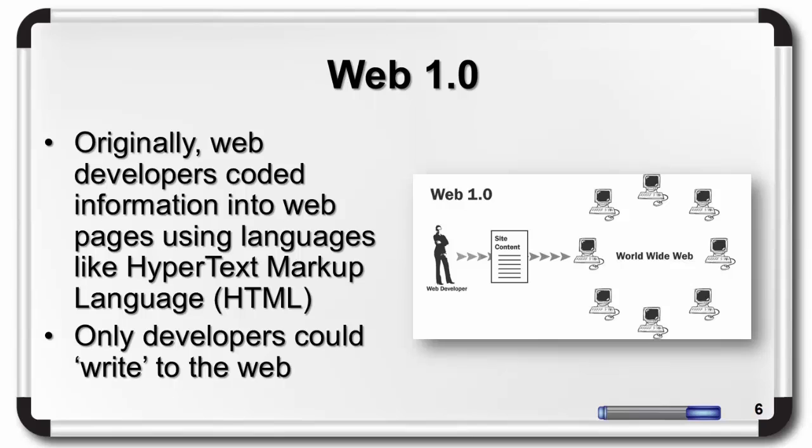You may have heard of Web 2.0. The term was used to differentiate a new kind of Internet from an old one that was referred to as Web 1.0. Originally, web developers coded information into web pages using languages like hypertext markup language. Only developers could write to the web. Because content was controlled by developers, the Internet was a static and data-poor place.